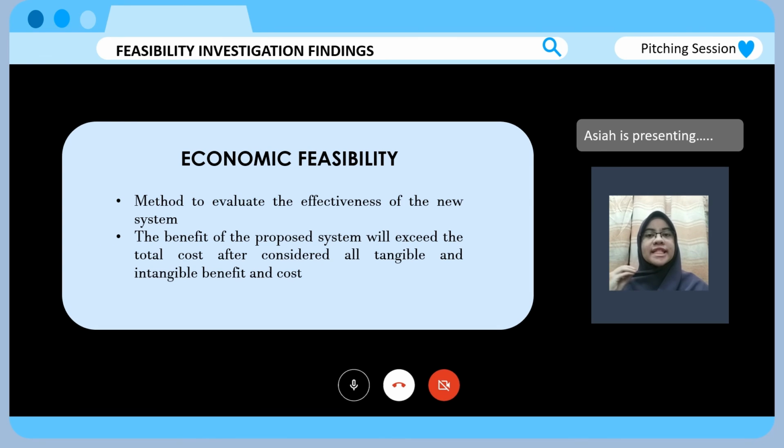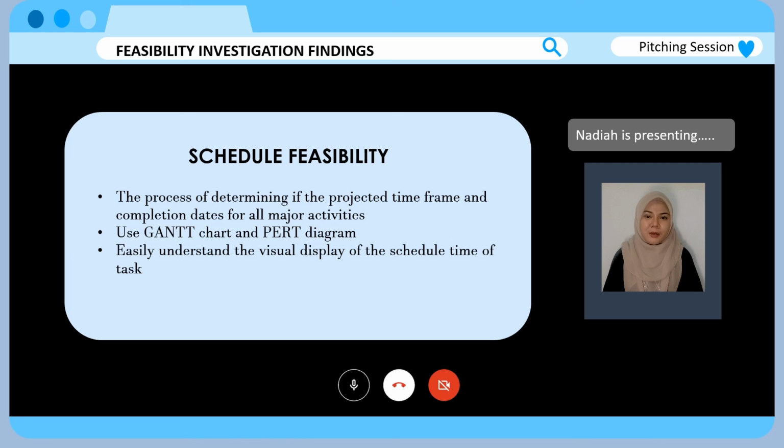Economic feasibility determines if the proposed system can generate financial gain for an organization. For our project, there is some cost incurred to develop the new system, but it can be considered worthwhile since the benefit that can be gained by Chang Cafe in the future is much greater than it. After assessing both the tangible and intangible costs and benefits, we estimate that the benefit of the proposed system will exceed the total cost. Next, I will proceed with the schedule feasibility.